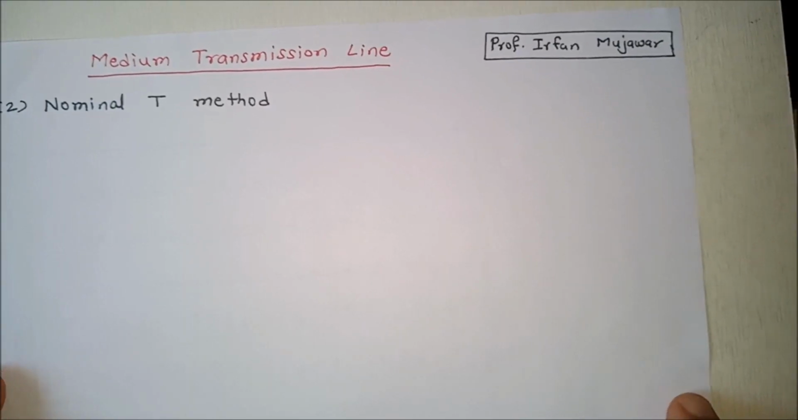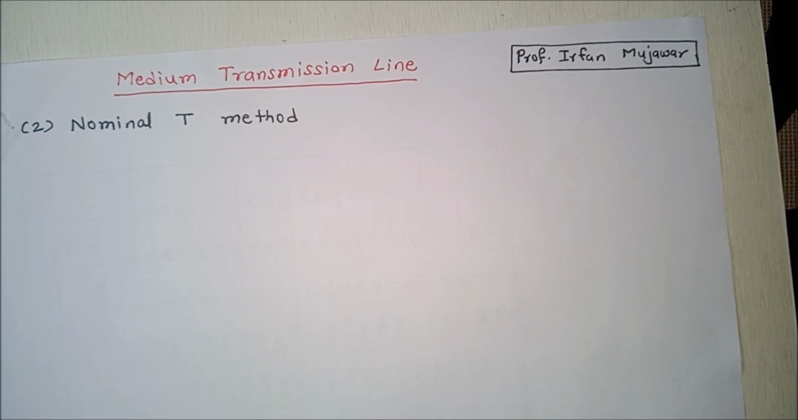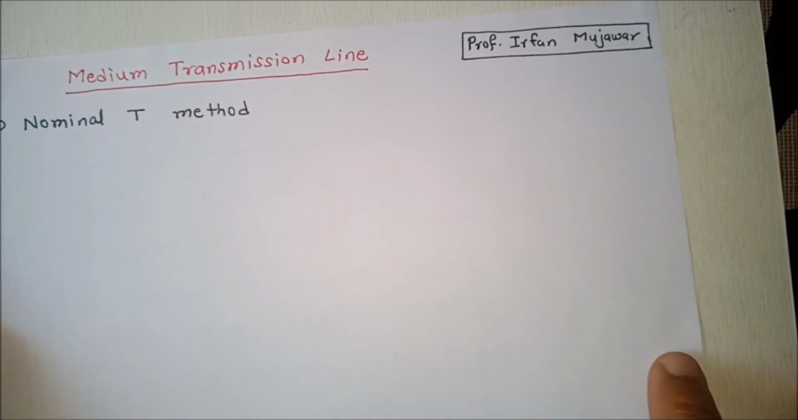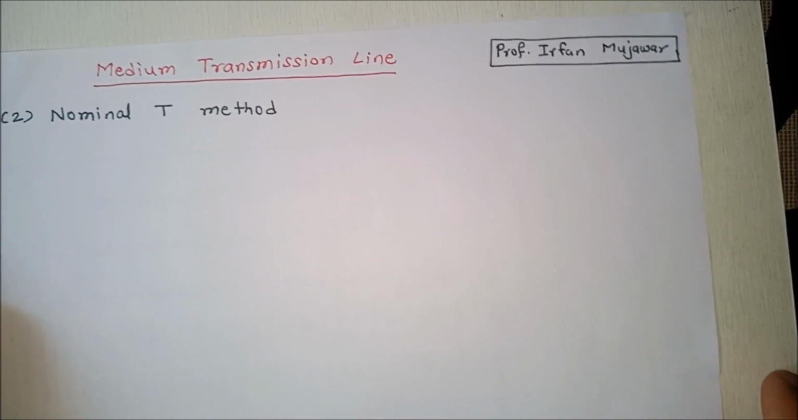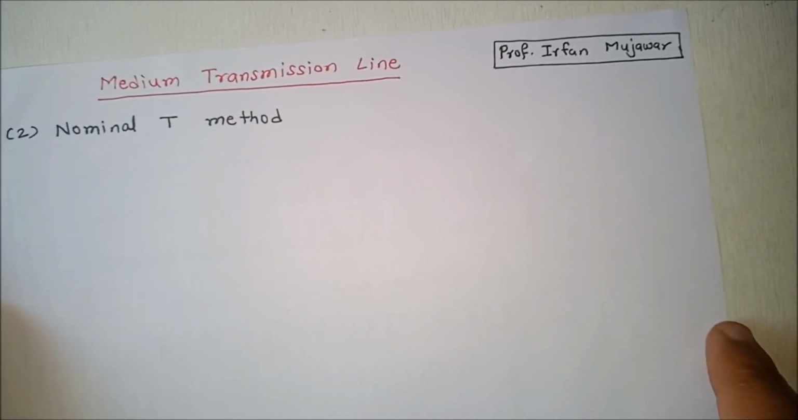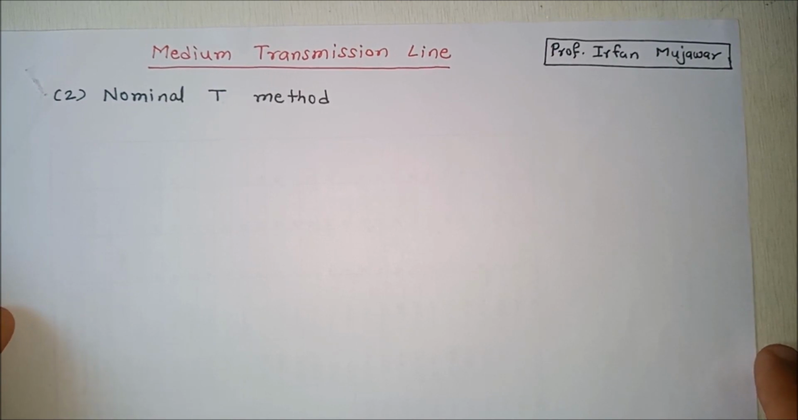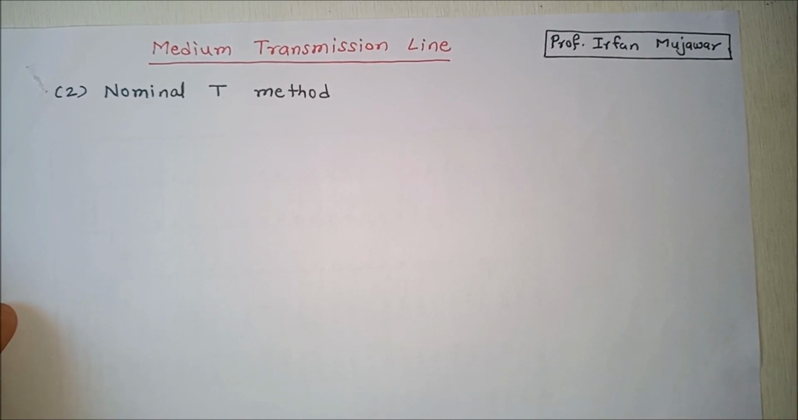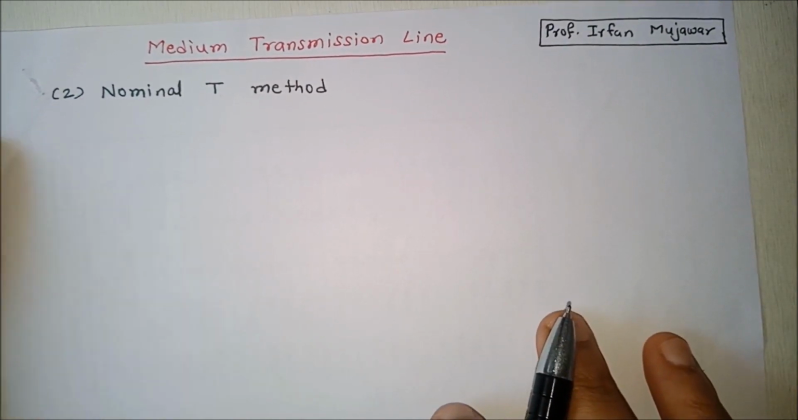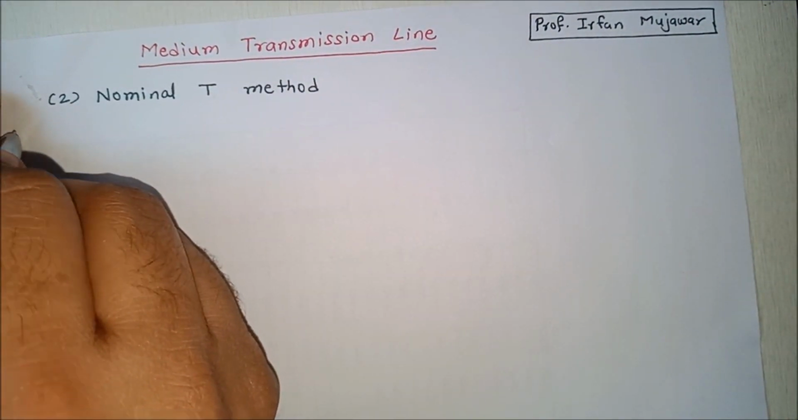Okay, so hello everybody. Today we will see the second method of analysis of medium transmission line, that is the nominal T method. In the last session we covered the end condenser method. We drew the circuit diagram, phasor diagram and the equation. The same thing we will do for the nominal T method. First we will draw the circuit diagram of the nominal T method.